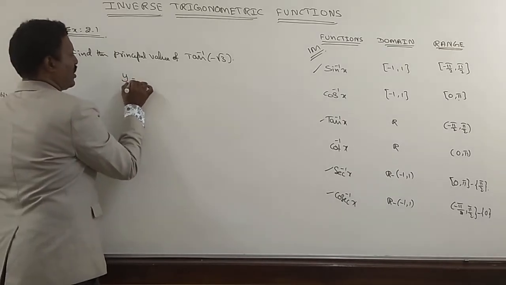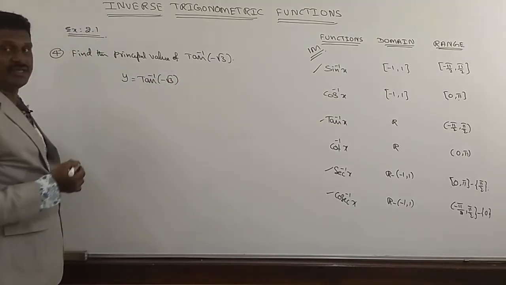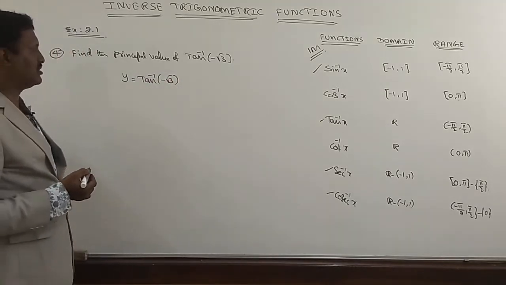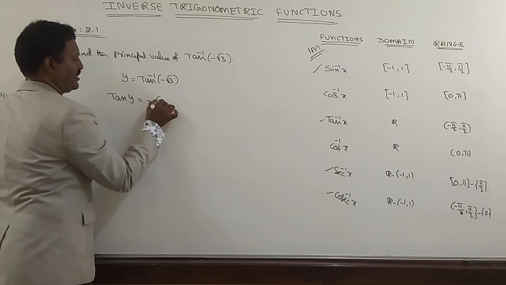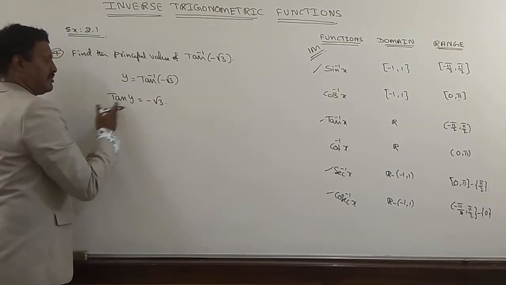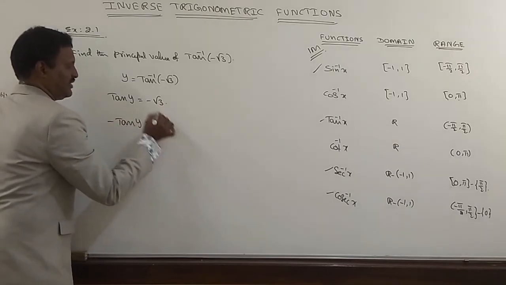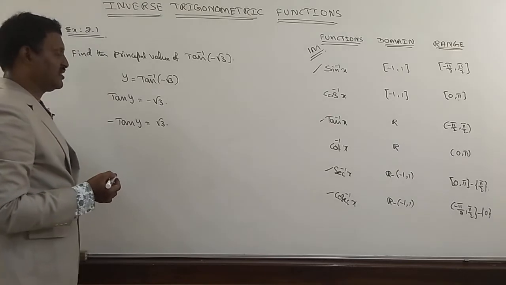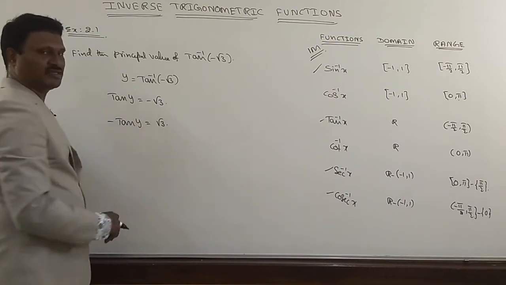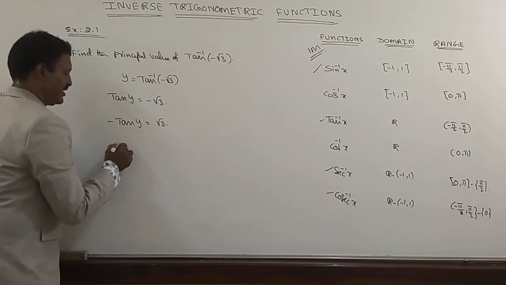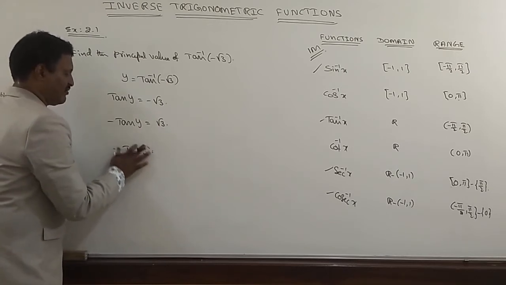So now take down: y is equal to tan inverse of minus root 3. Now tan inverse stays on the left hand side. What can we write? Tan y is equal to minus root 3. Now multiply by minus on both sides. Minus tan y is equal to root 3 we can write.